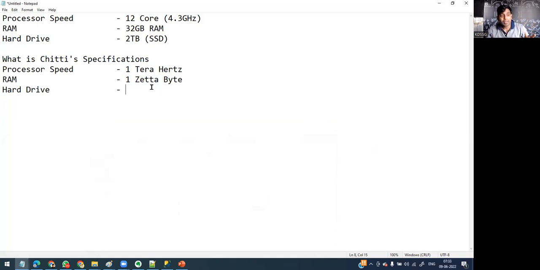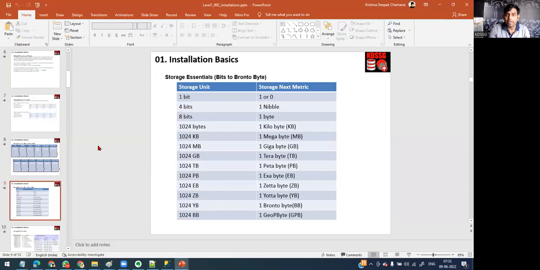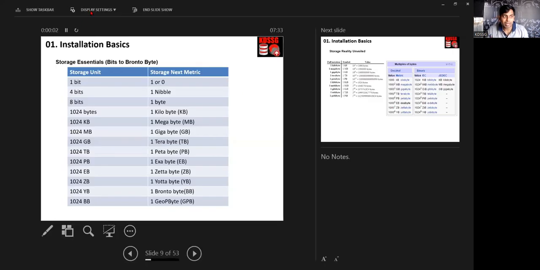Shankar, the director, did not reveal the hard disk of Chitti. You will not find it. Only memory you will find, and processor speed you will find. Okay. Done, sir. Back to the notes. I'm so sorry, I don't know why we deviated, but this was important to explain. That's why we deviated.